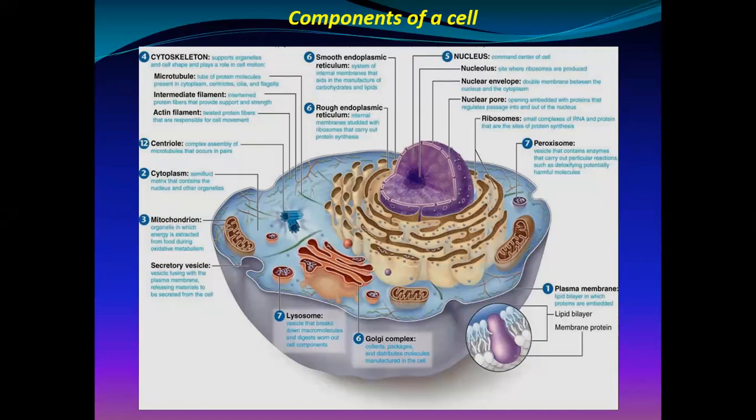Vesicles that contain enzymes that carry out particular reactions, such as detoxifying potentially harmful molecules. I will be teaching you about the detoxification in what you call xenobiotic metabolism. And then you can see the lysosome. Lysosome is the suicide bag of the cell, it breaks down the macromolecules which are not useful anymore, right? Mutated proteins, deformed proteins, and matured organelles are all destroyed by lysosome. So these are the components of the cell: membrane, cytoplasm, cytosol, and organelles, and different organelles with their different functions.